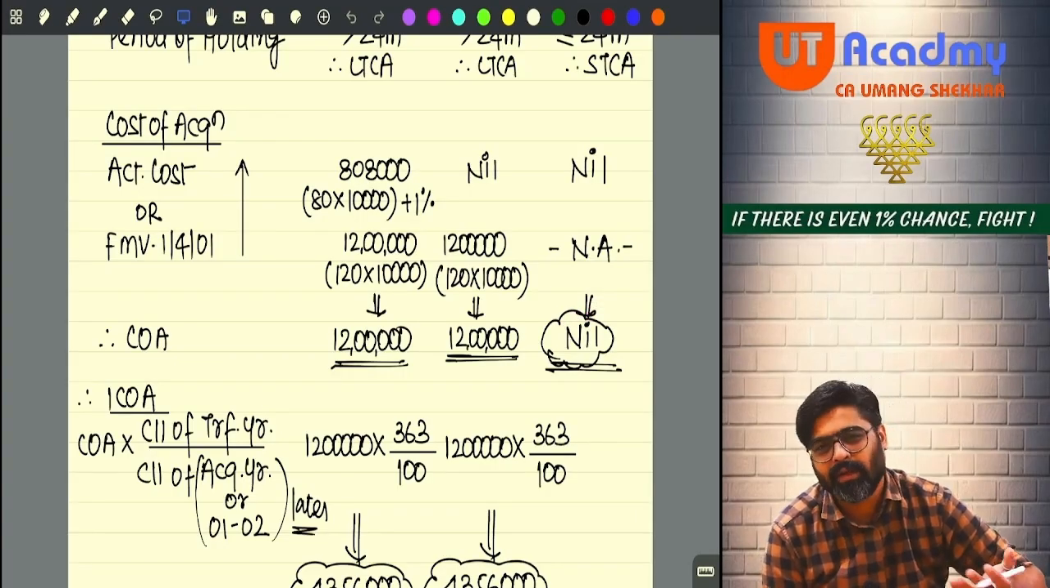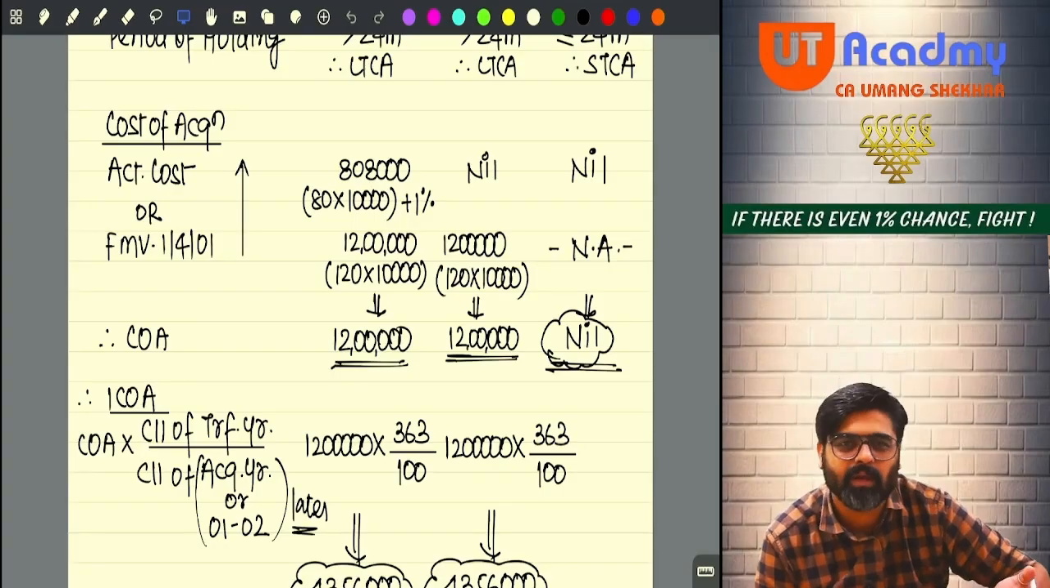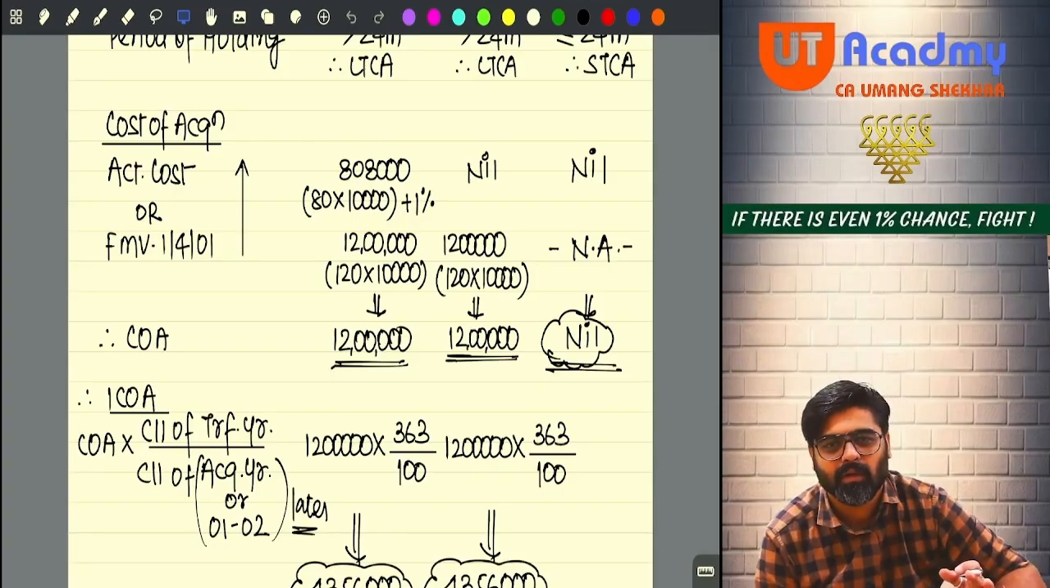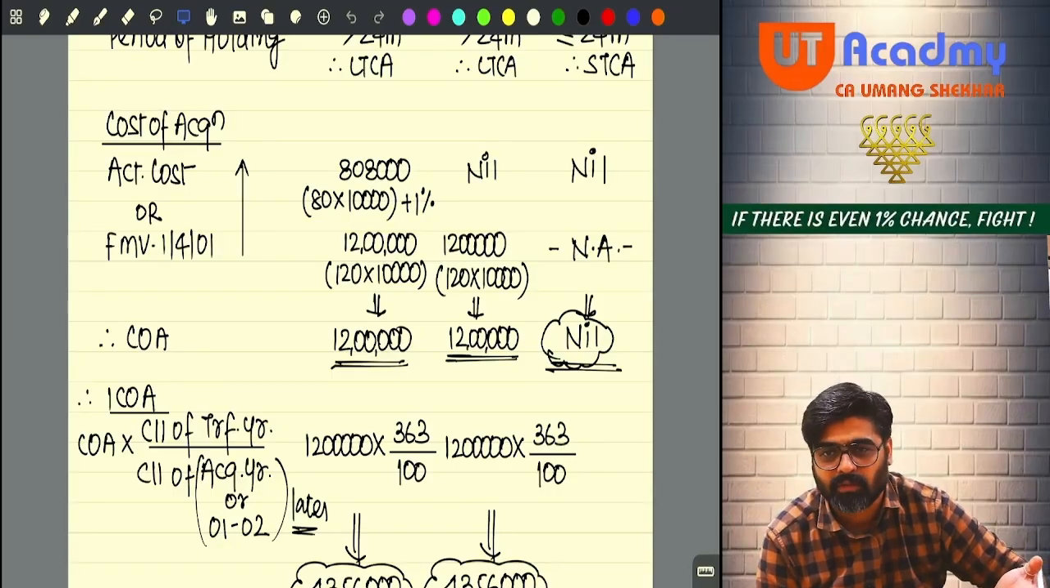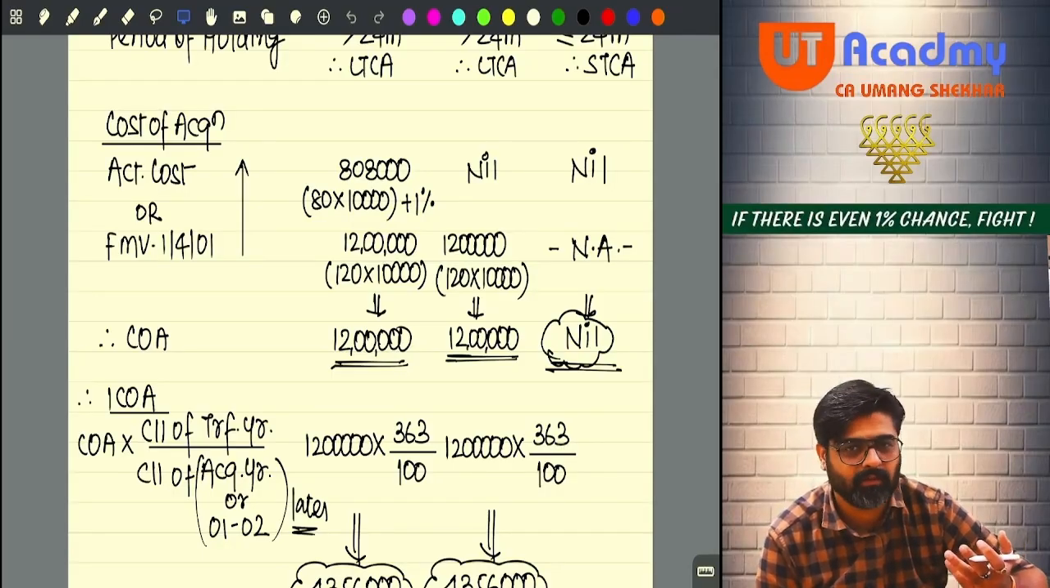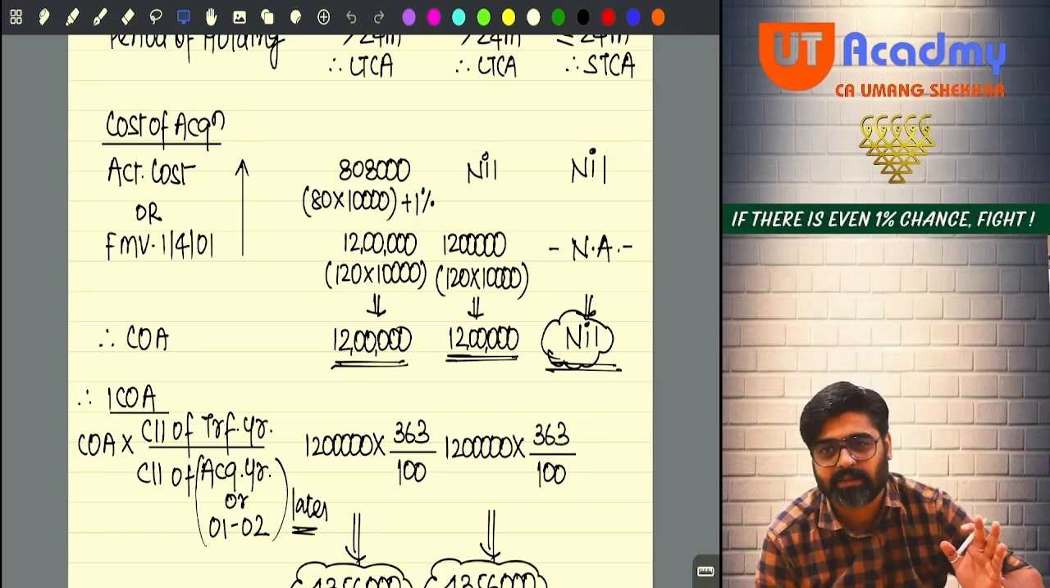And nil, if you index also, will remain nil only, no? First of all, nil cannot be indexed. After indexation, it will be nil only. And second, there is no need to index also. Why? Because the asset is short-term. In short-term capital asset, cost is never indexed. Yes or no? So what will be the cost? Nil. Without indexation, you will reduce.